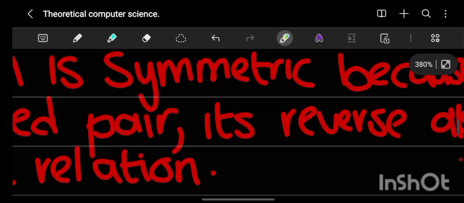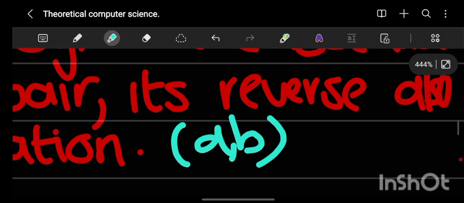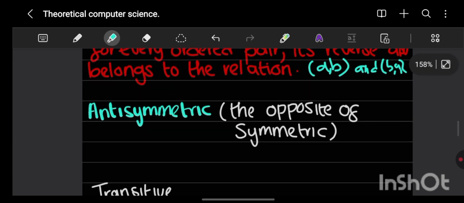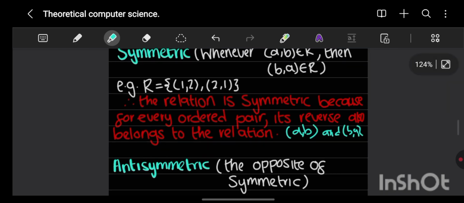Or you can say every ordered pair is written in reverse. So if you have, for example, (A,B), or you can say every ordered pair is written in the form of (A,B) and (B,A). So you can say something like this. Anti-symmetric is the opposite of symmetric. So if you don't have anything like this that is written in reverse, that's by default anti-symmetric.